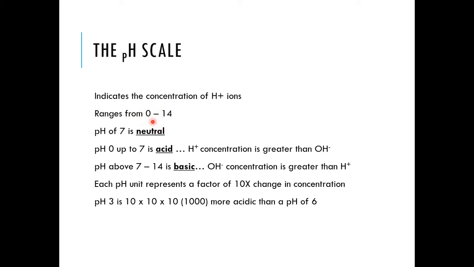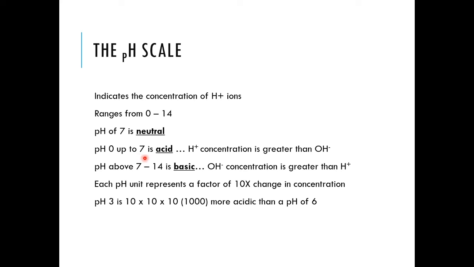But it is possible to go below 0, and it is possible to go above 14. But that usually doesn't happen naturally. That would happen because somebody's intentionally making a very concentrated solution. Right in the middle, pH of 7, that is considered neutral. We'll talk about why it's neutral, but that pH of exactly 7 is not considered acidic or basic.